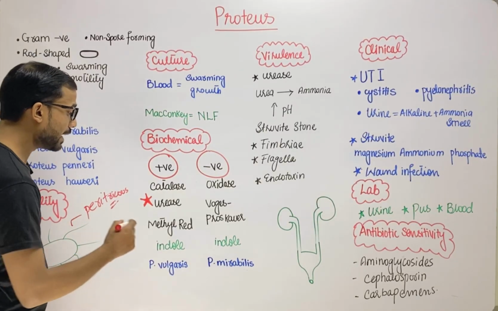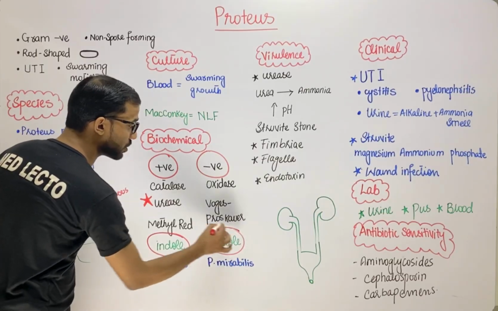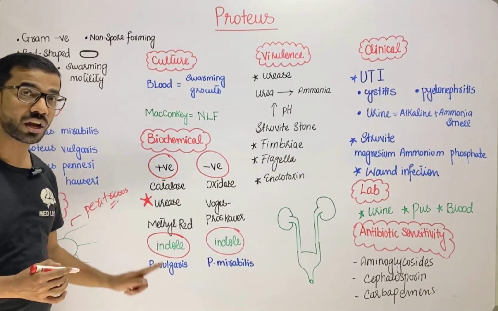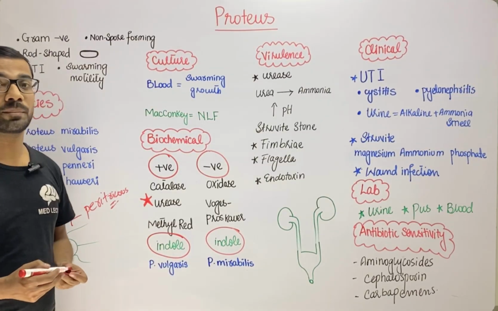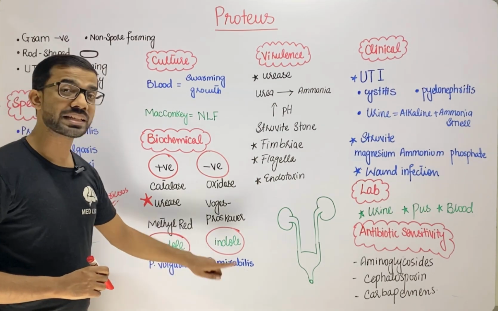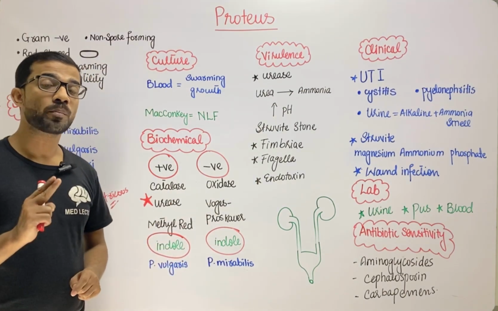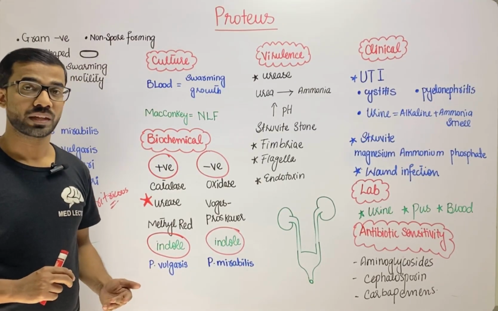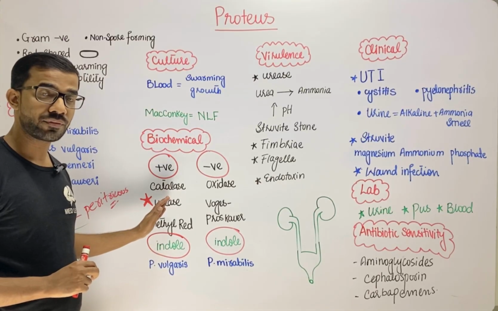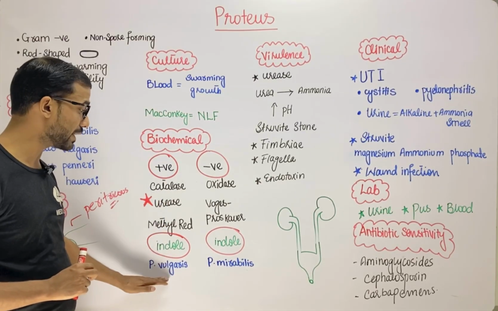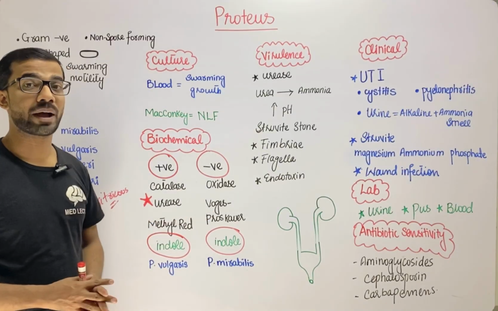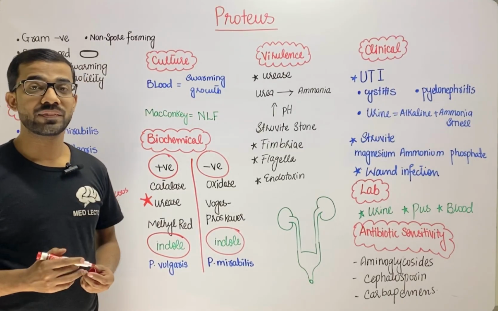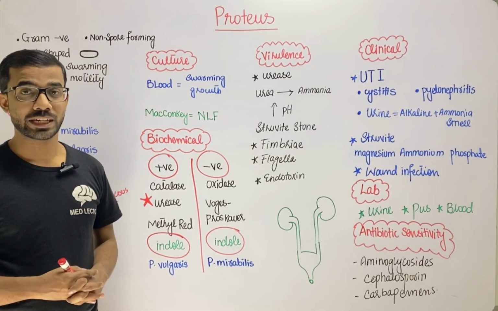But an important thing: in the indole test, you will see two different conditions. Proteus vulgaris will be positive in the indole test, while Proteus mirabilis will be negative in the indole test. So these are two most important things you have to remember: different species show different effects. Vulgaris will be positive in the indole test, and it will be negative in the case of mirabilis. So that is the important feature that is helpful in the differentiation of the different gram-negative bacteria.